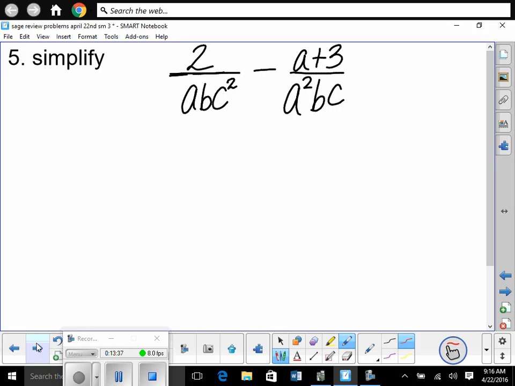Simplify. So we have 2 over abc squared minus a plus 3 over a squared bc's. So really the trickiest part is not messing up on figuring out what the least common denominator is. So we've got to make sure we're really careful. So I'm going to let you get that down and then we'll go through it.